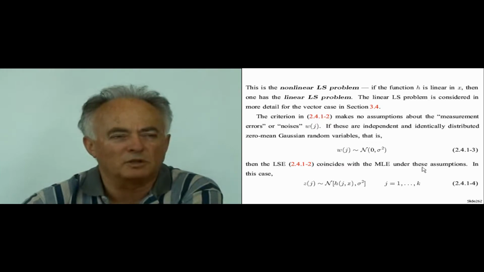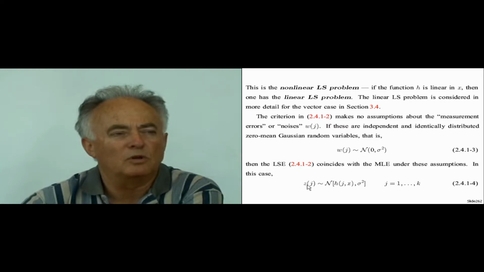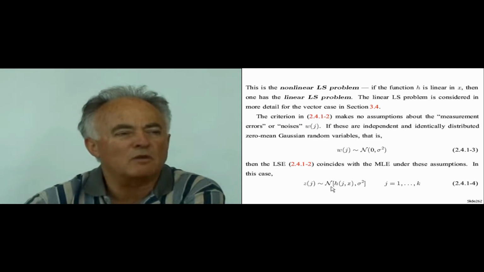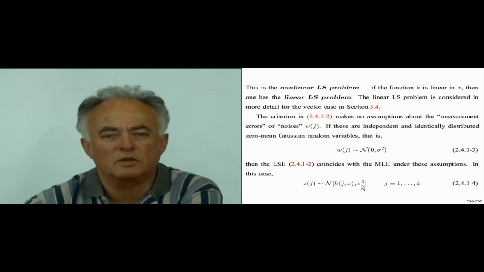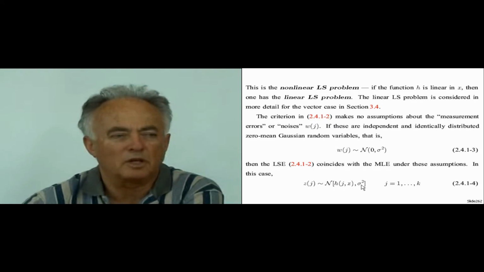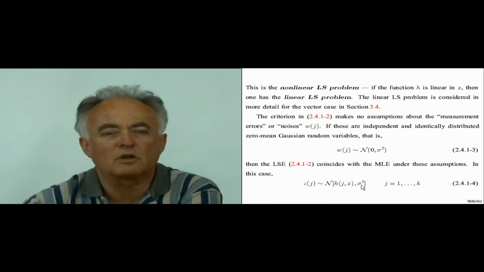Now, if we model the w's as Gaussian random variables, we can see in a couple of steps how the LSE, least squares estimator, and the MLE coincide. Specifically, in this case, z_j, that's the measurement, will have mean h and variance sigma squared, because again, z is h plus w, given x. h is deterministic, w are random variables with zero mean, so it shifts the mean of the sum.